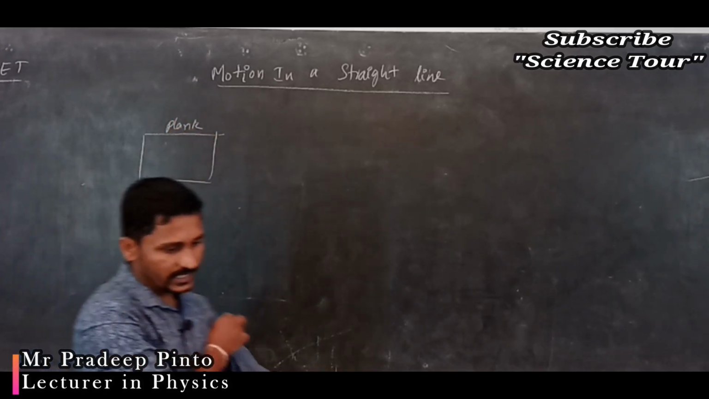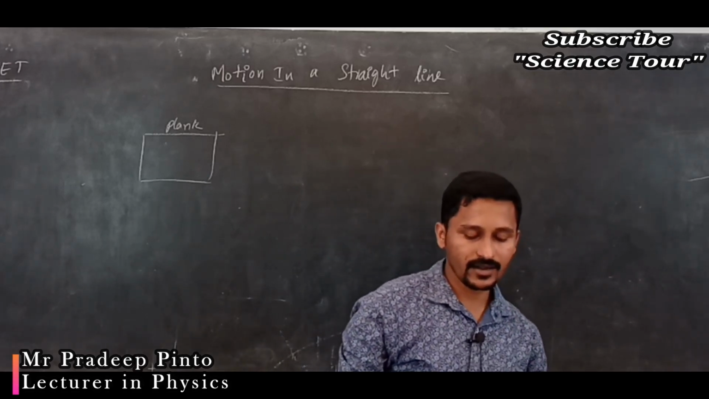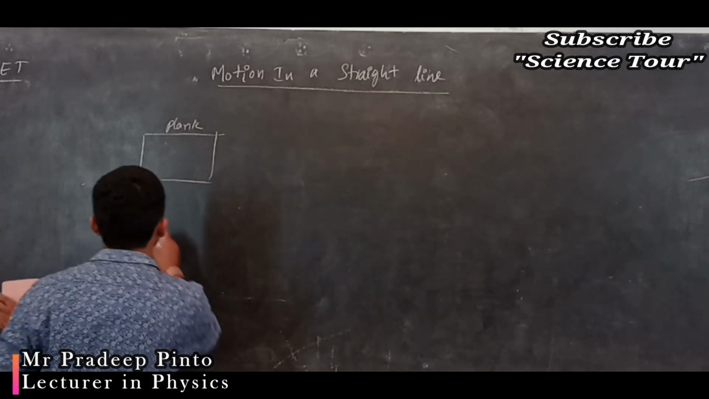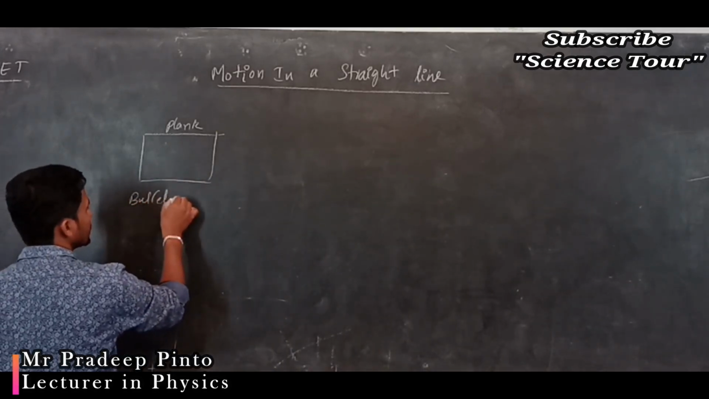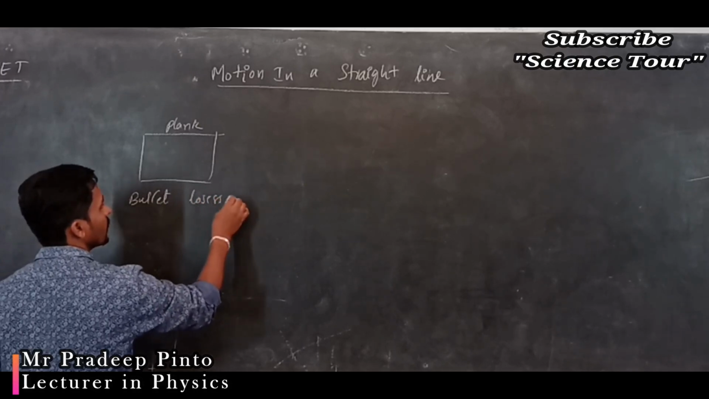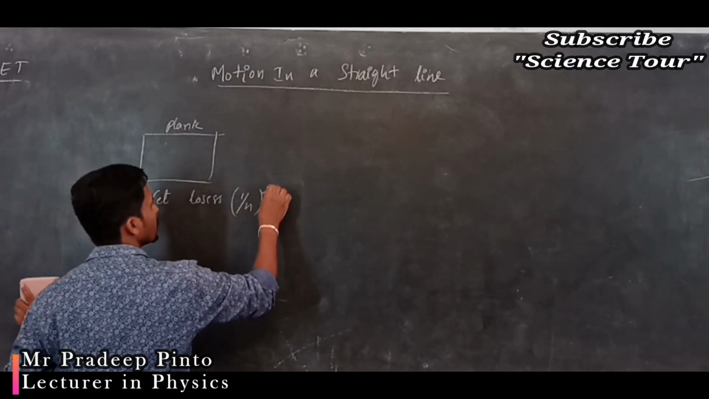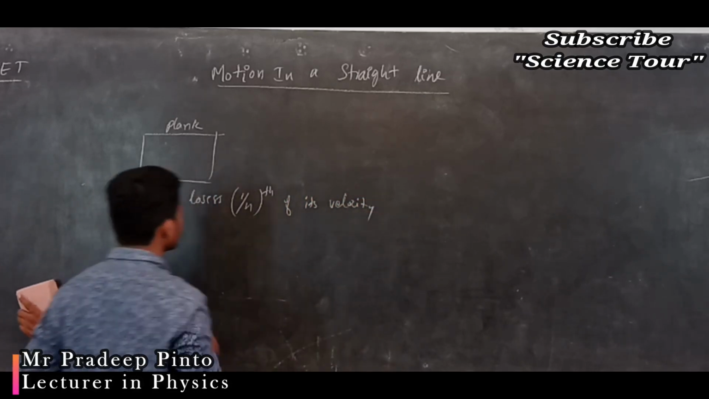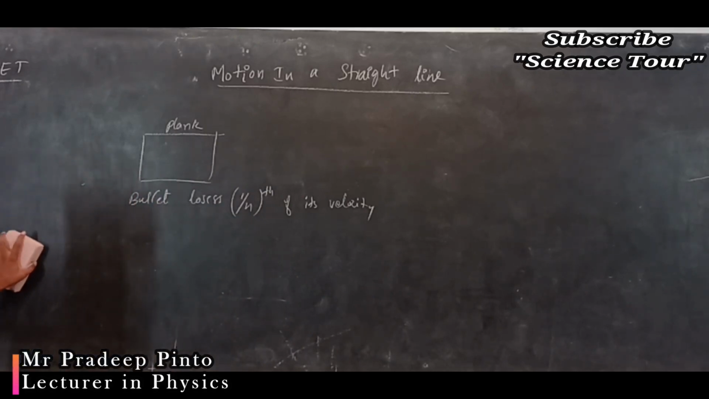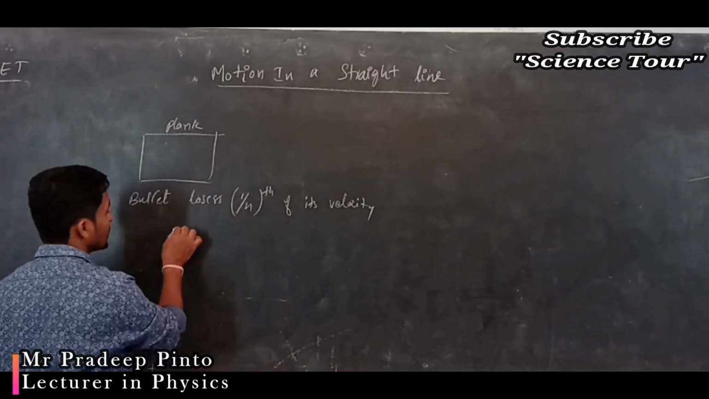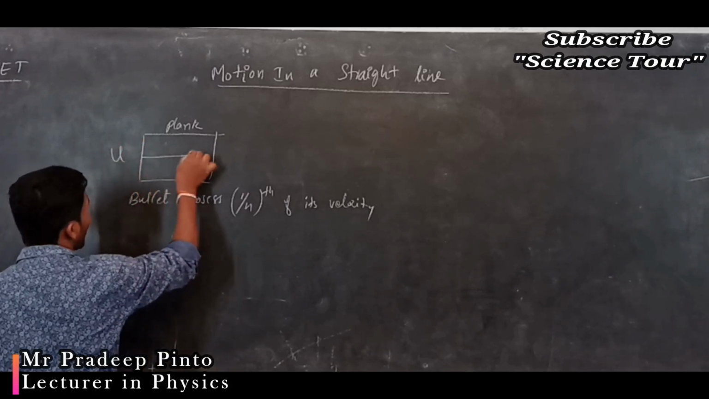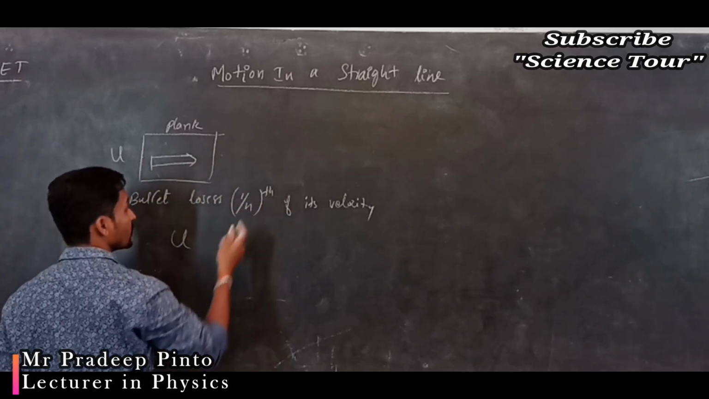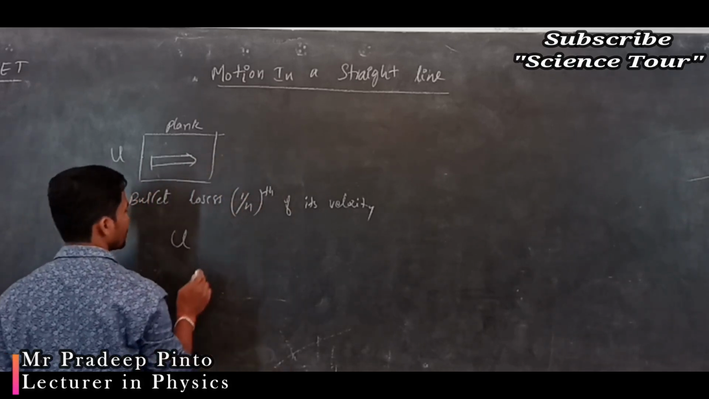Now what happens? There is one case: a bullet is fired and loses 1 by nth of its velocity. Once it has travelled through this plank, it loses 1 by nth of its velocity. Initially it had velocity u. After travelling through this, the bullet while coming out becomes 1 by nth of the initial velocity loss. Means, what is the remaining velocity?